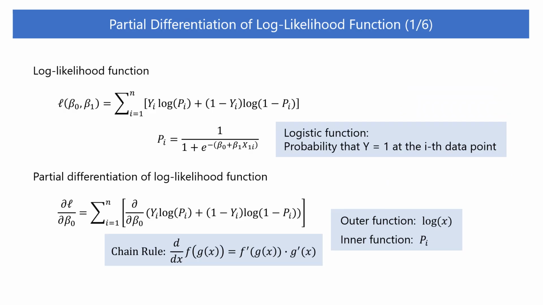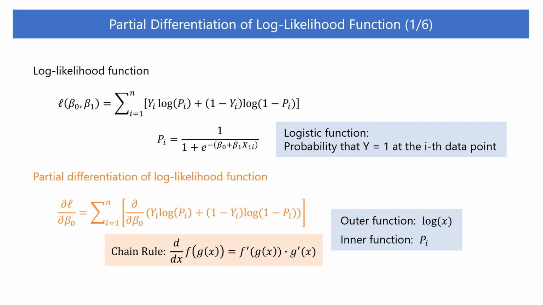As we saw above, in the gradient descent process, the gradient calculation in step 2 computes the partial derivative of the log likelihood function. Let's take a look at the process of computing the partial derivative of the log likelihood function. The log likelihood function is represented by this equation, where pi is the logistic function, the probability that y equals 1 at the ith data point.